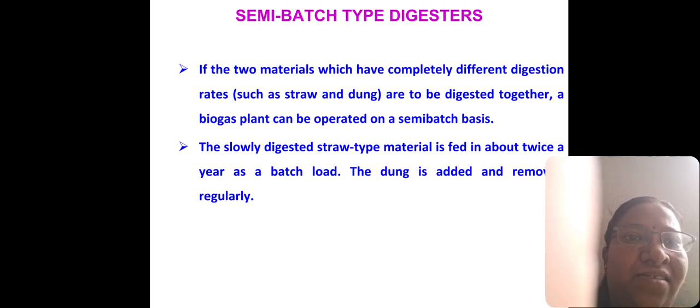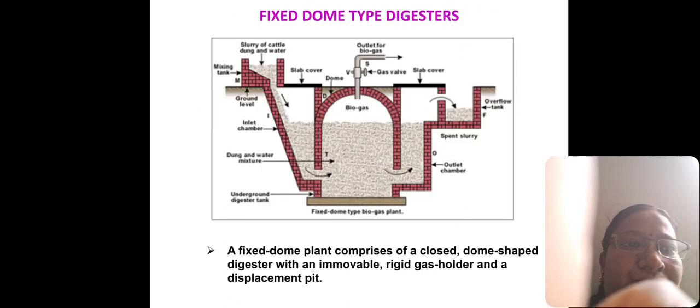Semi-batch type digester. If two materials which have completely different digestion rates, such as straw and dung, are to be digested together, a biogas plant can be operated on a semi-batch basis. The slowly digested straw type material is fed in about twice a year as a batch load. The dung is added and removed regularly.